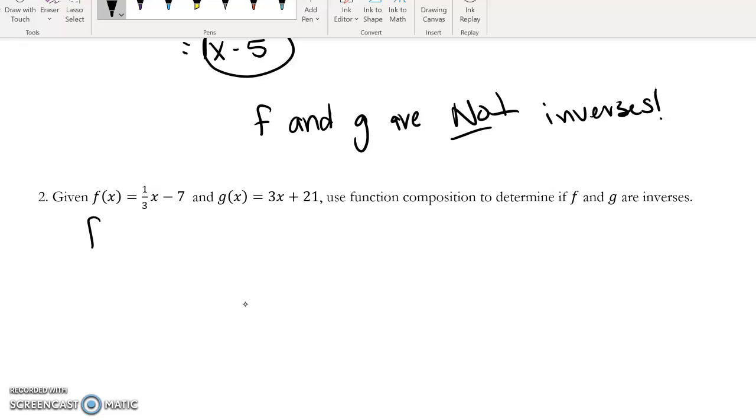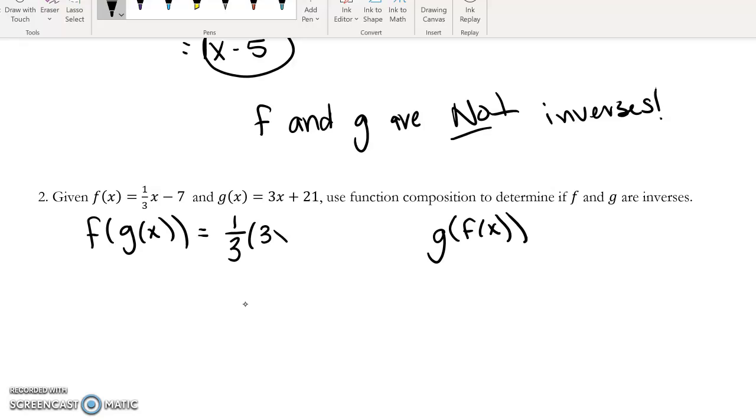Next one, same thing. I'm going to test f of g of x and g of f of x. So for f of g of x, I would have 1/3 times 3x plus 21 minus 7. When I distribute my 1/3, that's the same as dividing by 3. And then when I get to my combining like terms steps, the 7 and the 7 go away, and I'm just left with x. So far I'm in a good spot.